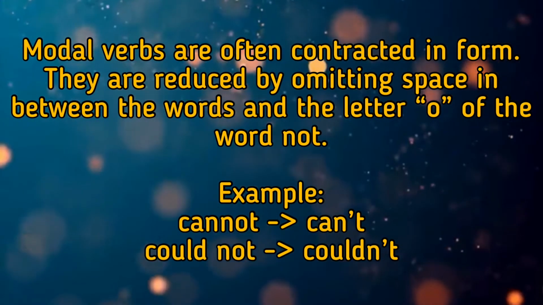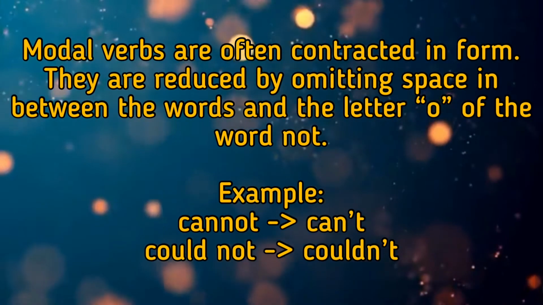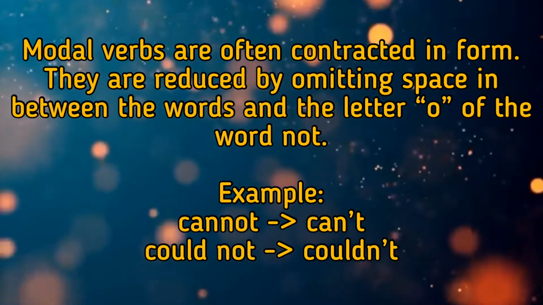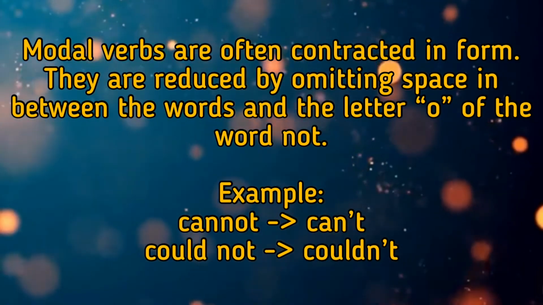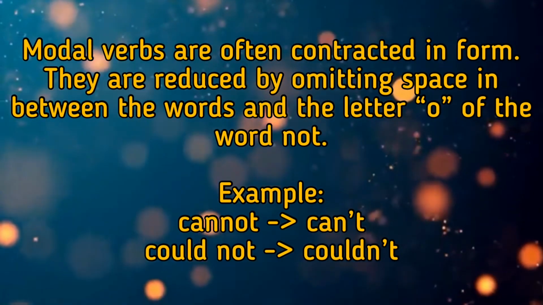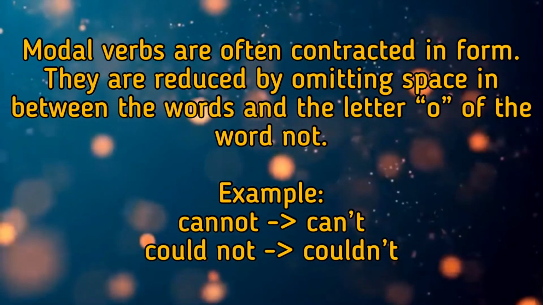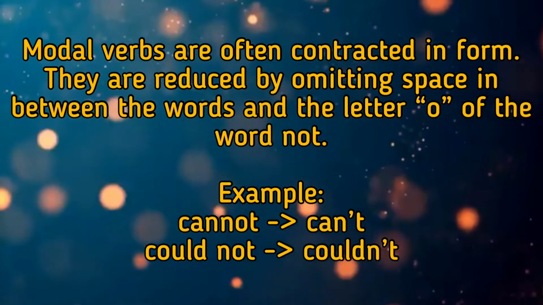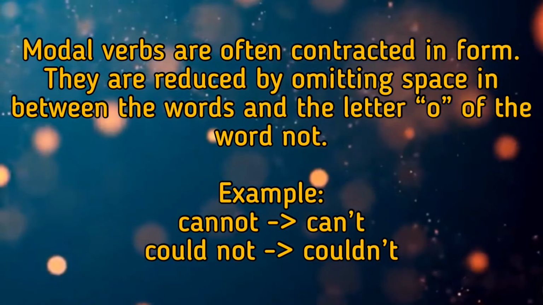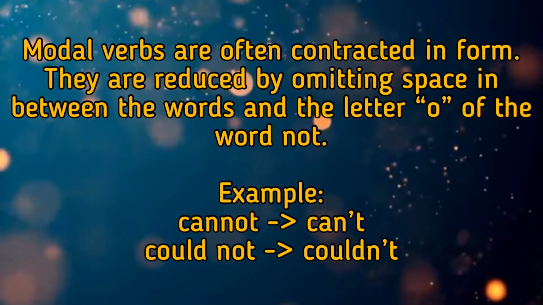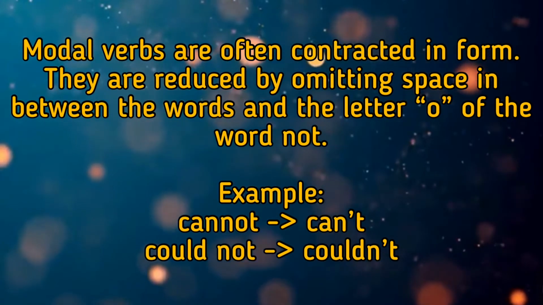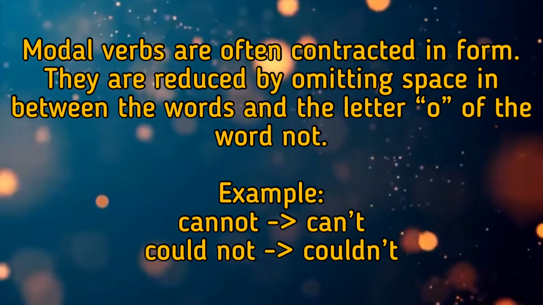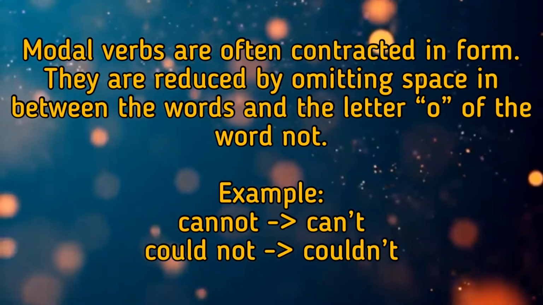Do you have an idea when we say contracted in form? You have a very good point. When you say contracted, they are reduced by omitting the space in between the words. Also, in between letters of the word not. For example, the modal verb cannot can be contracted to can't, spelled as C-A-N-apostrophe-T. Can't. Is that clear? Very good.